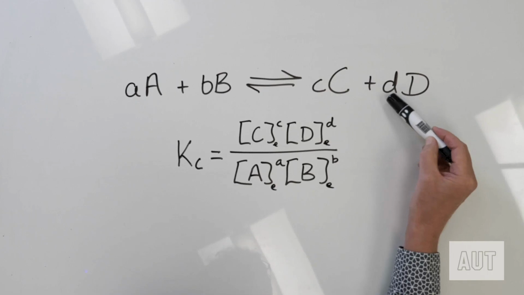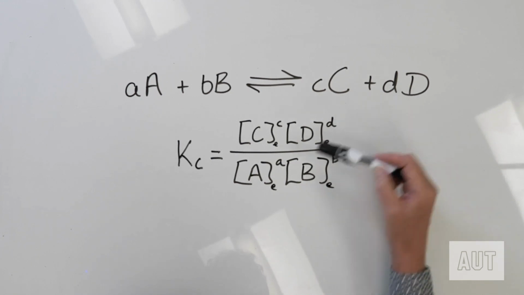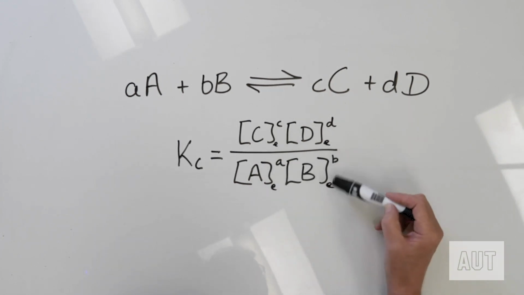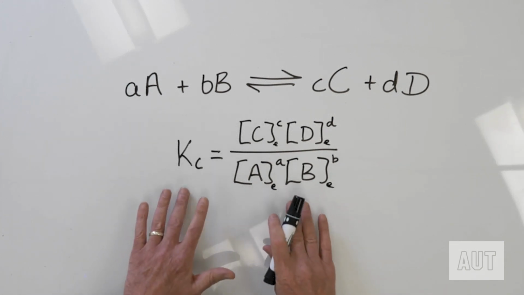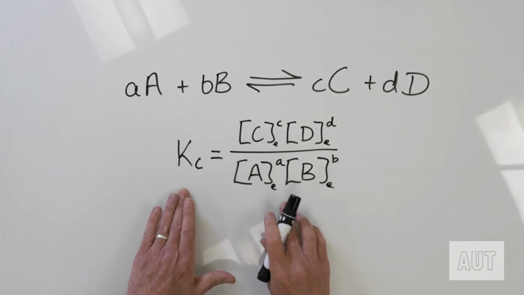So you raise the concentration of big C to the power of its stoichiometric coefficient, little c. Raise big D to the power of little d. Raise big A to the power of little a, etc., etc., etc. And that is your Kc expression. Now, of necessity, it's a simplified version of that particular expression, but we won't get too much into that.